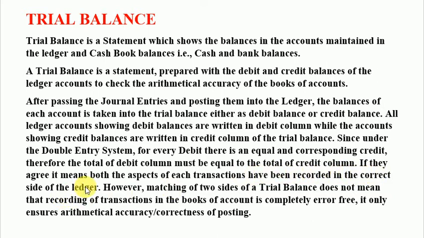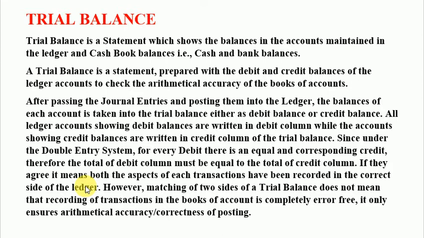Children, you must remember that when we pass journal entries, we pass entries with the help of transactions given to us in the questions. With those entries, we have prepared ledger accounts. Now those ledger balances, either debit or credit, are going to appear in this trial balance, and if everything has gone correctly right from the beginning without error, then the debit column of the trial balance will be equal to the credit column of the trial balance.